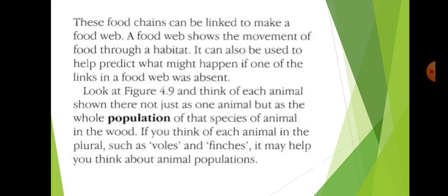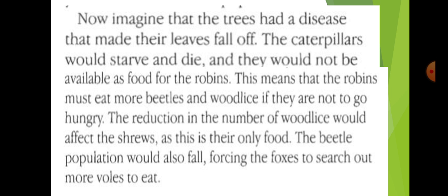If you think of each animal in the plural, such as voles and finches, it may help you think about animal population. Now imagine that the trees had a disease that made their leaves fall off. The caterpillars would starve and die, and they would not be available as food for the robins. This means that the robins must eat more beetles and wood lice if they are not to go hungry. The reduction in the population of wood lice would affect the shrews, as this is their only food. The beetle population would also fall, forcing the foxes to search out more voles to eat.